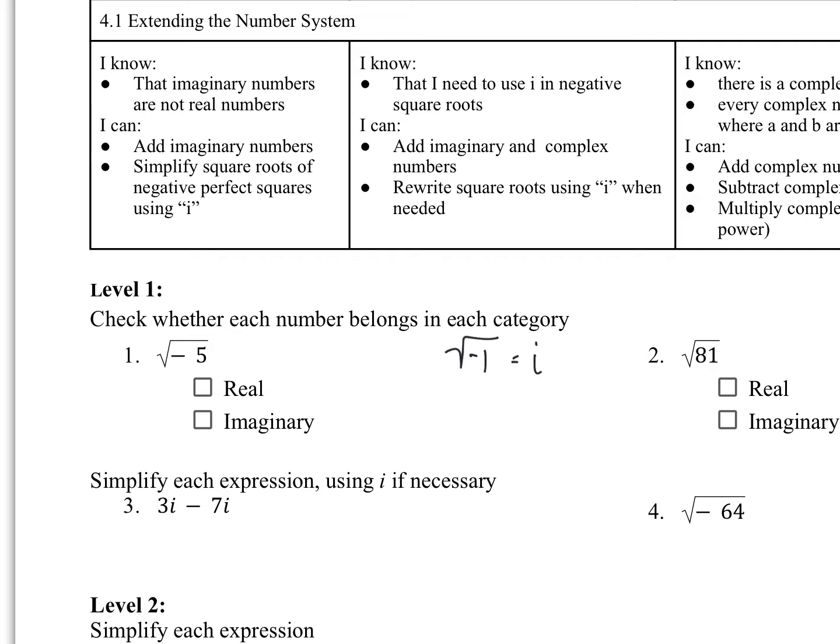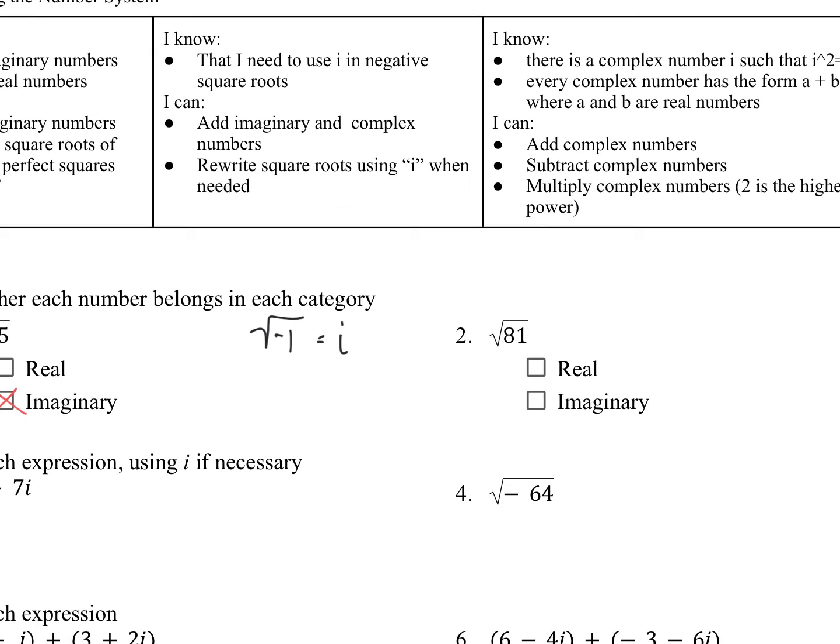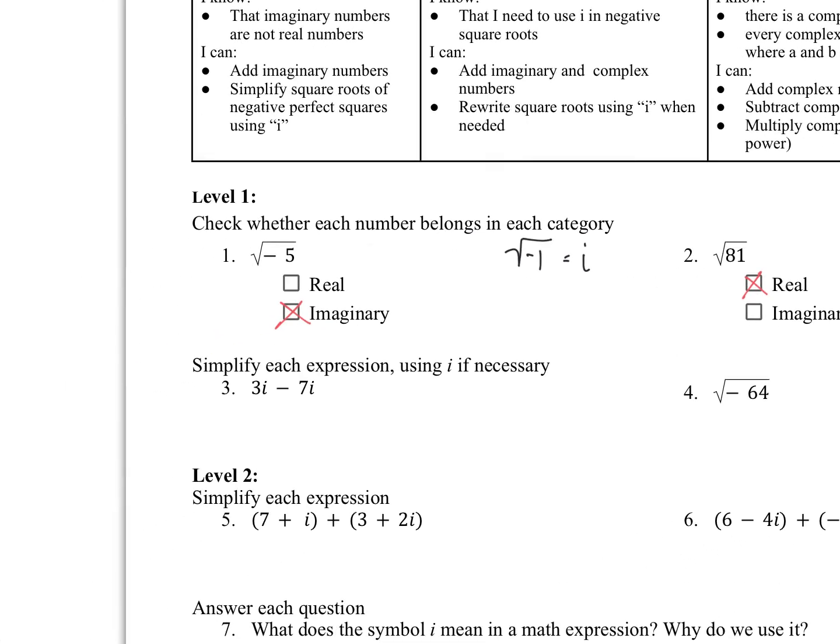So I look at number 1 and I go, does this need the square root of -1 in there? Yes, it does, therefore it's imaginary. But I look at number 2 and I go, does it need the square root of -1? Is it a negative under the square root? It does not, so it is real.